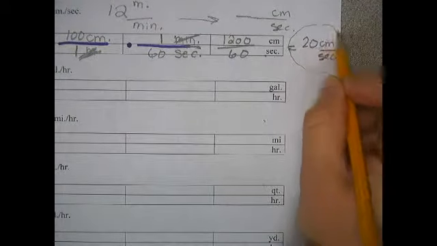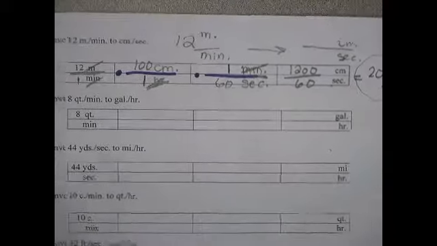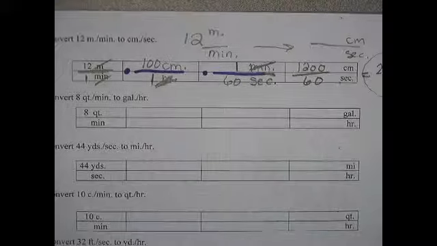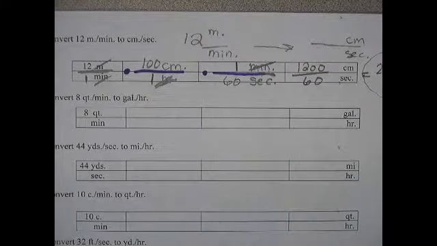Okay. Now we're going to want to divide that. So 1,200 divided by 60 is 20 centimeters per second. That would be our best final answer.